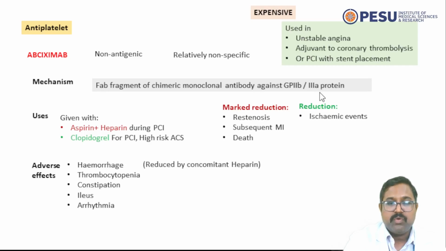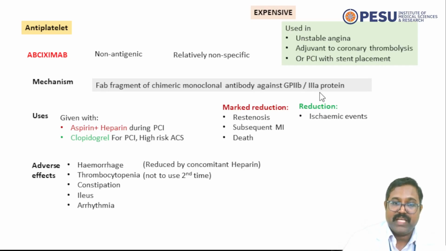So hemorrhage risk can be reduced by concomitant use of heparin, and once the thrombocytopenia occurs, abciximab, since it is a monoclonal antibody, it should not be used for a second time, because already our memory cells would have occurred there is a generation of the antibody which will again inhibit the activity of the abciximab if it is taken for a second time.